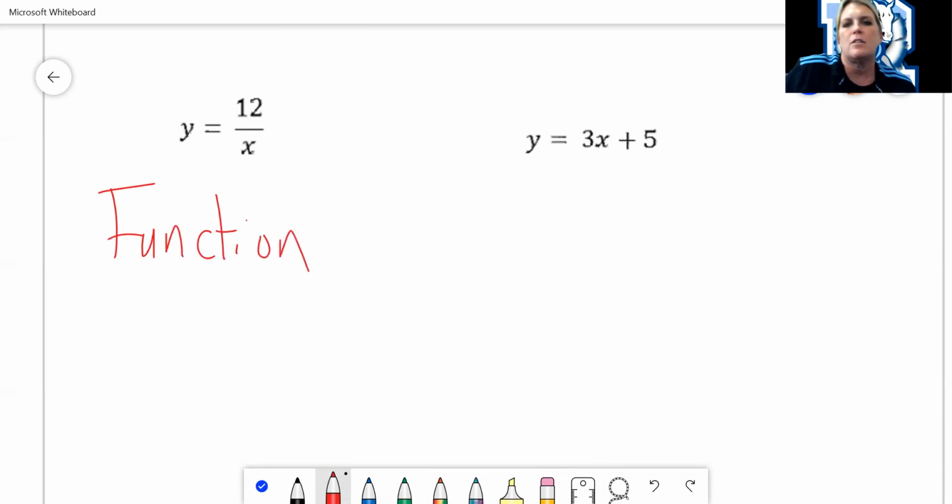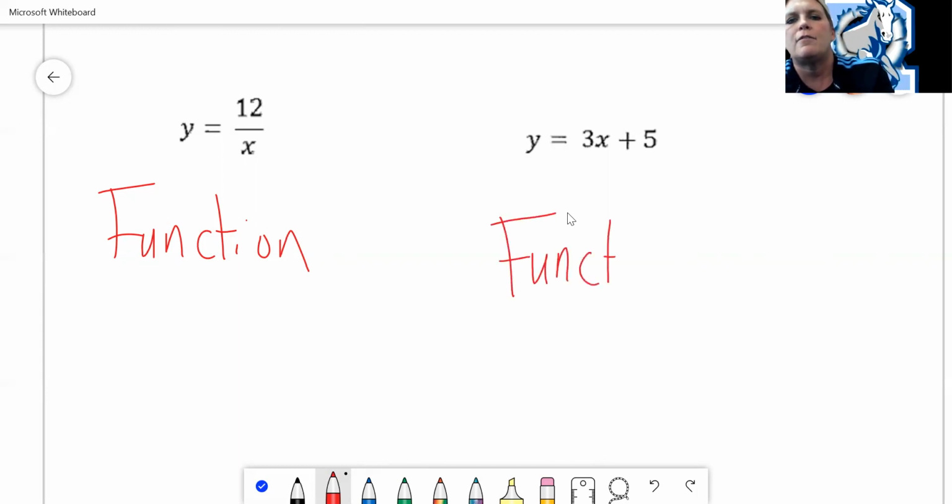Now let's look at the second one. It says y equals 3x plus 5. It's a linear line. From left to right, it's increasing and going up. If I draw a vertical line anywhere on here, up and down, it's only going to touch my function once. So in this case, it is a function as well. So when you have equations, you would want to put them in the calculator.